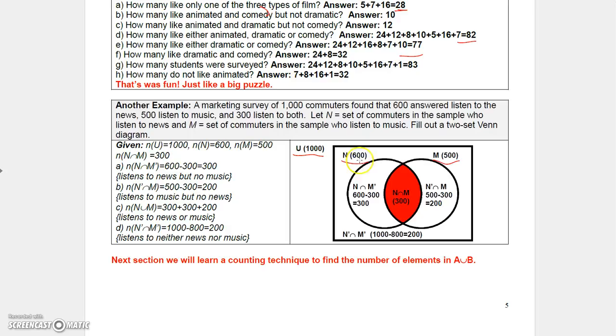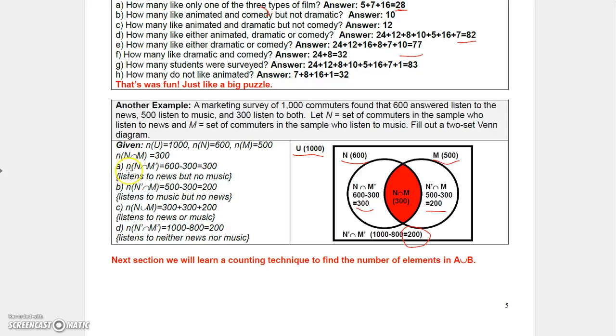And then since 600 listen to the news, if you take away the 300 that listen to both, then you got 300 here that listen to the news but don't listen to music. So that's news and not music. And then since there's 500 that listen to music, but 300 also listen to news, take 300 away from 500 and you get 200 that listen to music and don't listen to the news. Okay? And then if you add these three together, 300 plus 300 plus 200, that's going to be 800 that we've got accounted for. So those other 200 have to be somewhere, and so those are the 200 that listen to neither. And so now you can answer the questions.